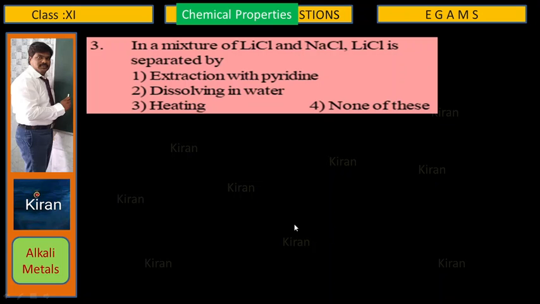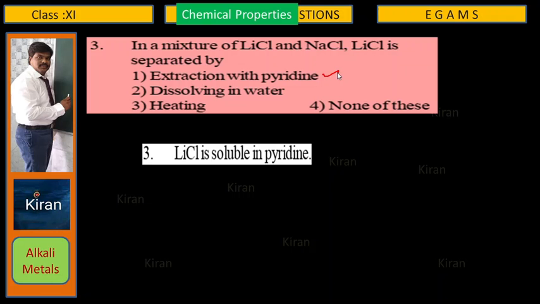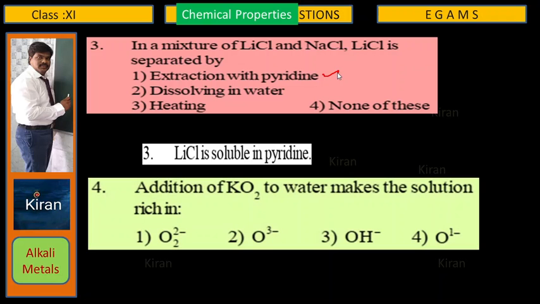In a mixture of lithium chloride and sodium chloride, lithium chloride is separated by what method? Separated means extraction. By which method can we extract lithium chloride? Yes, the first one only. It can be extracted through extraction with pyridine. Pyridine is an organic compound, so lithium chloride is soluble in pyridine.